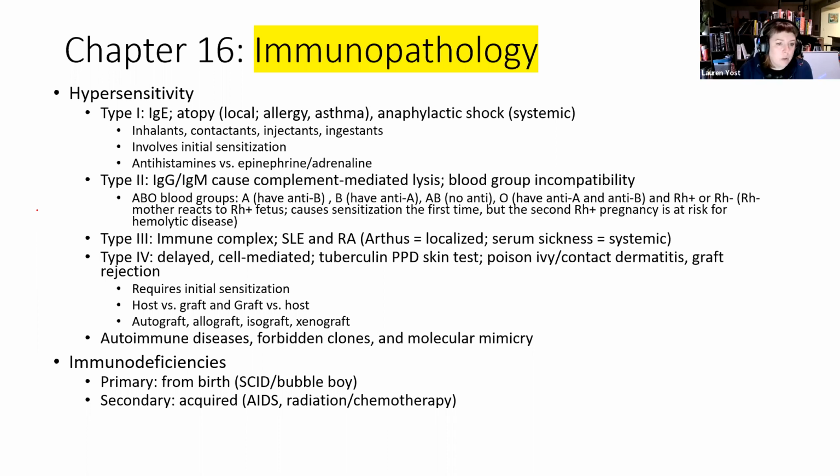Okay, so type 2 is dealing with, we talked mostly about the blood group interaction. So this is IgM and IgG. That leads to complement-mediated lysis of blood cells. This is blood group incompatibility. We talked about the A-B-O blood groups. Anybody that's an A has an anti-B. Anybody that's a B has an anti-A. Anybody that's an AB doesn't have anti-anything. Anybody that's an O has anti-A and anti-B.